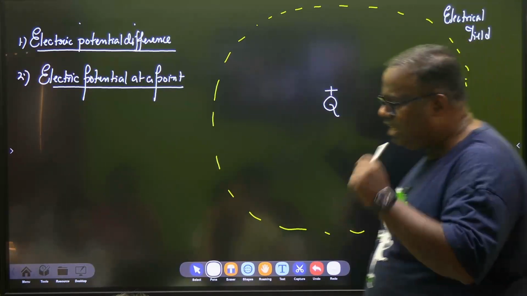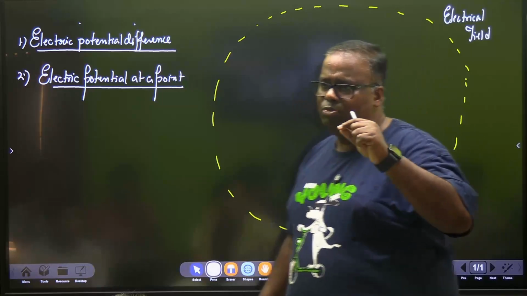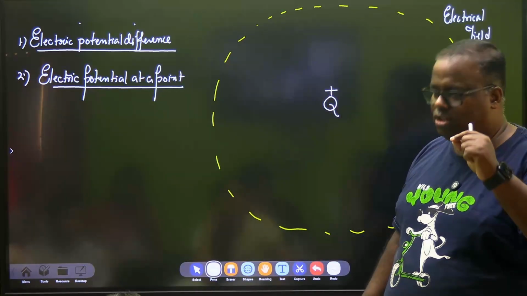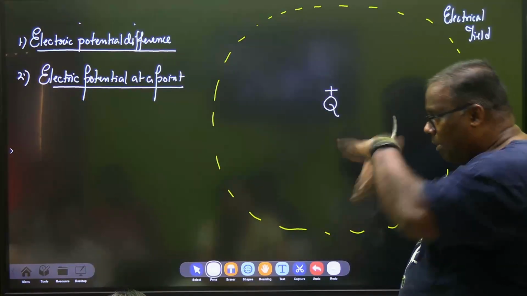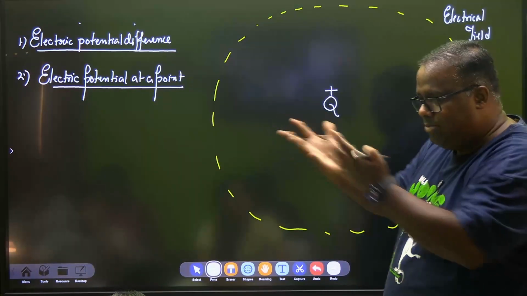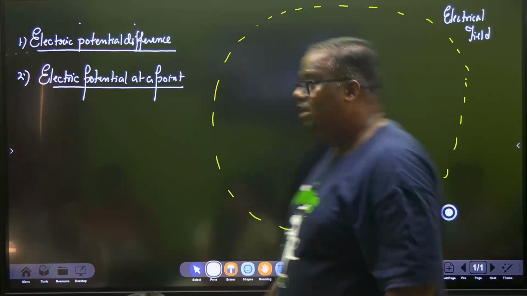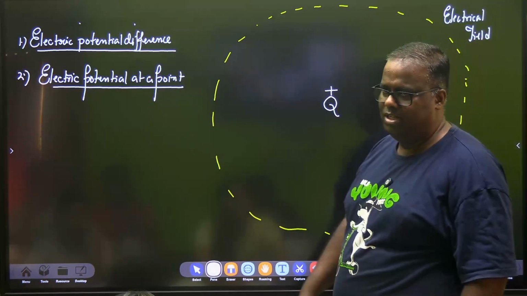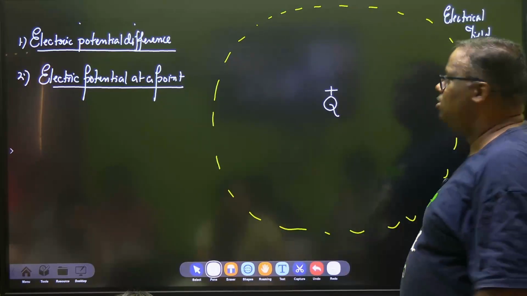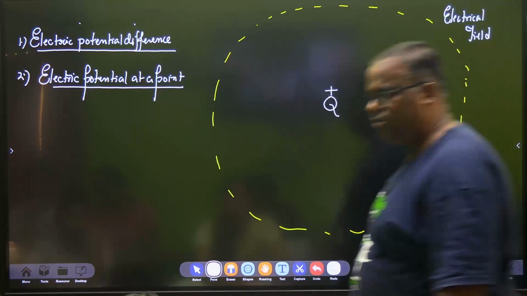Because in grade 8 we studied that a gravitational force, which is a non-contact force, is always attractive. But when it's an electrostatic force, it can be attractive as well as repulsive. That means this electrical field is not going to behave similar to a gravitational field. Gravitational field always attracts. So let us understand the concept of electrical field first.